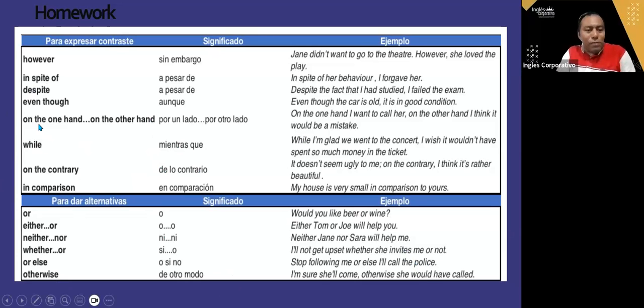Sí, ¿verdad? Va a agarrar una de estas frases y va a hacer una oración. Va a agarrar una de estas frases de for giving alternatives y va a hacer una oración. Una usando esto, una usando esto. ¿Ok? That's nice. Very good.